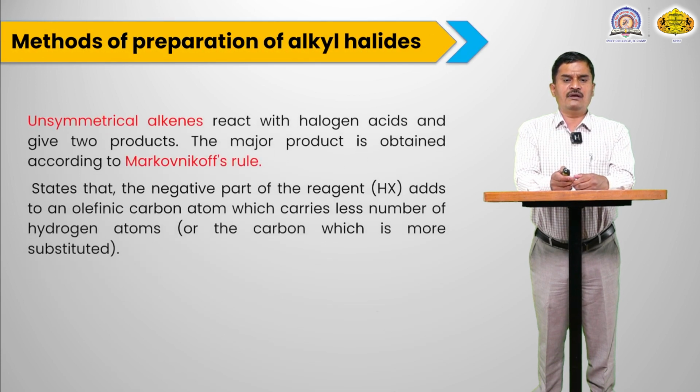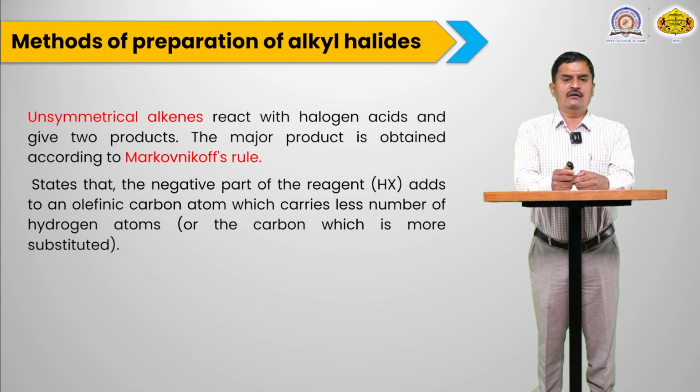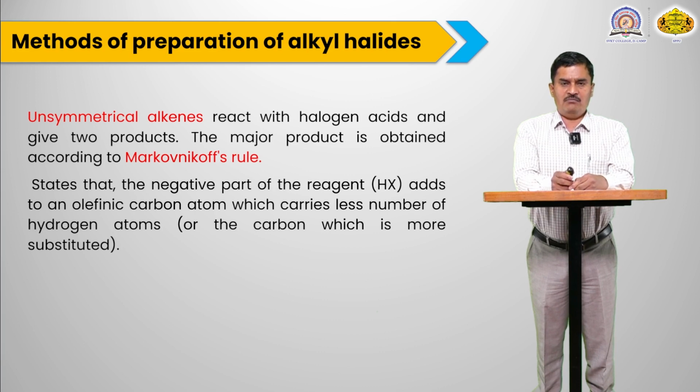But in the case of unsymmetrical alkenes, an unsymmetrical alkene reacts with halogen acids and gives two products. So if the starting compound is unsymmetrical and the reagent, HX, is also unsymmetrical, then addition gives two types of products. So addition is according to Markovnikov's rule. Here the carbon-carbon double bond reacts with HX according to Markovnikov's rule.